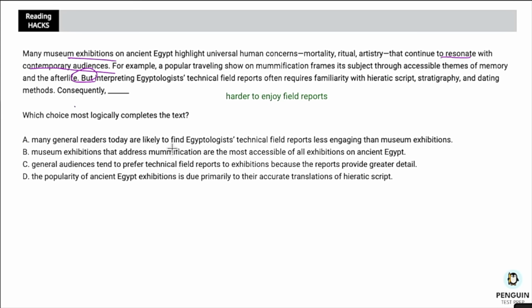Choice A says less engaging, harder to enjoy. That works. B, even though it was a detail that I remembered from the passage, would be out. C is the opposite of what I'm looking for, out. D is not mentioning whether or not they're harder to enjoy, out. And just like that, I get my answer.